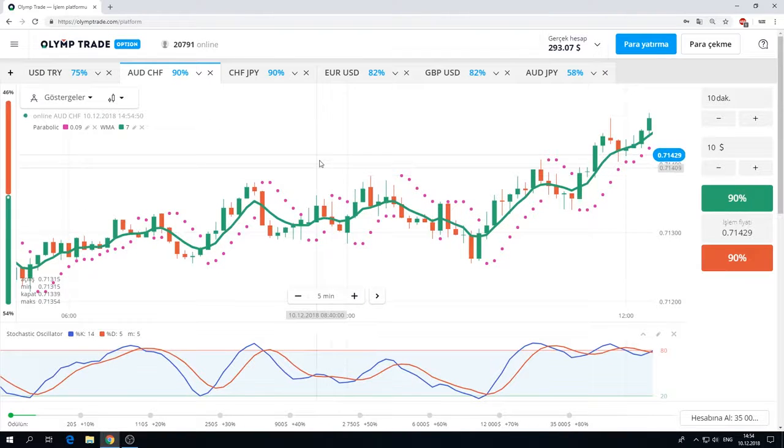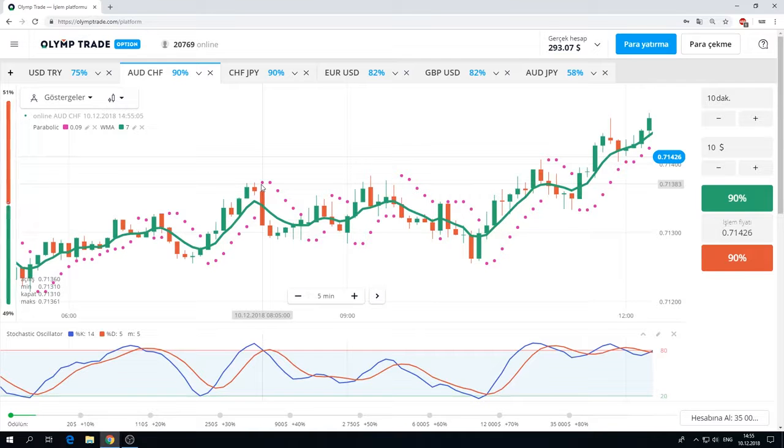The signal for a down trade will be the 3 following moments. The chart crosses the WMA from top to bottom. Stochastic is in the overbought zone and the quick line crosses the slow line from top to bottom. Then a Parabolic SAR dot appears above the chart.